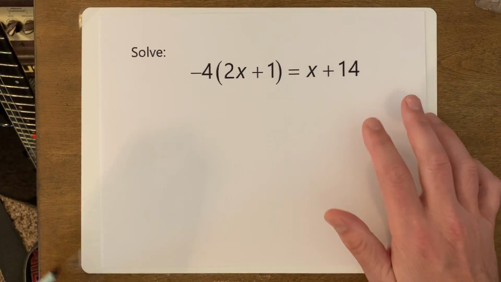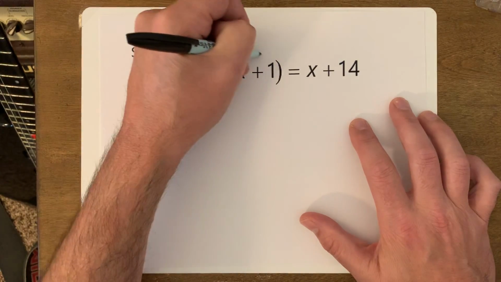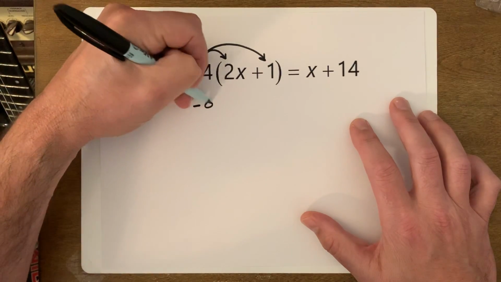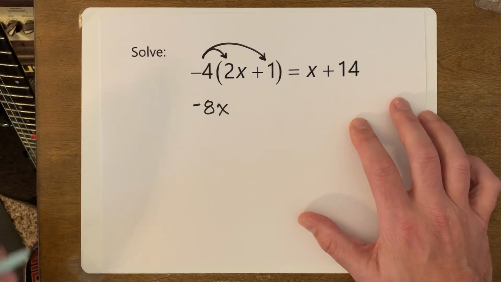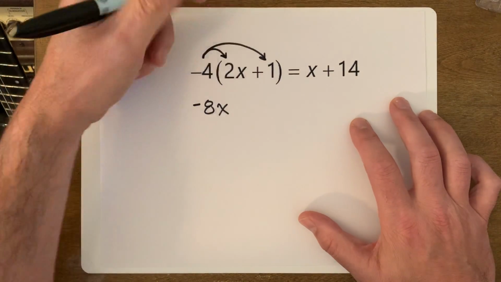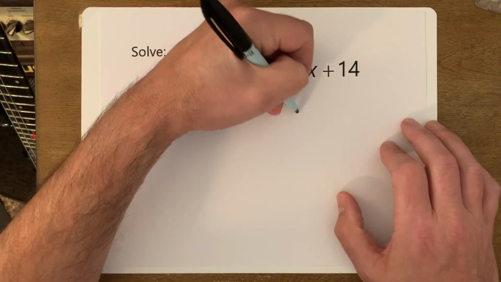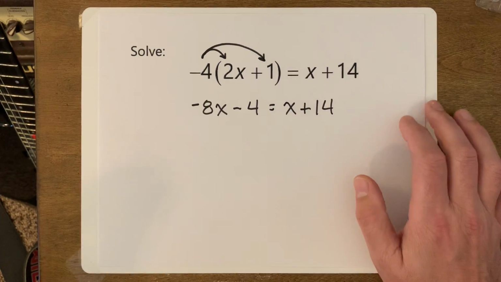Variables on both sides, but we have to distribute first. So we're going to do that first. Okay, negative 4 times 2x is negative 8x. And I have to be careful so I don't go too fast. Otherwise, I'm going to make a mistake. Negative 4 times 1 is minus 4 equals x plus 14. Nothing happened over here.